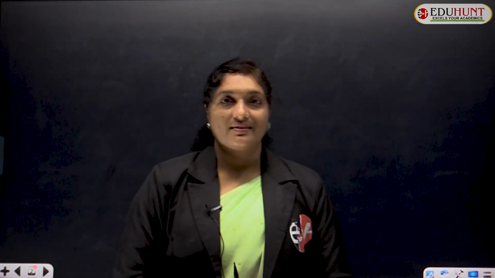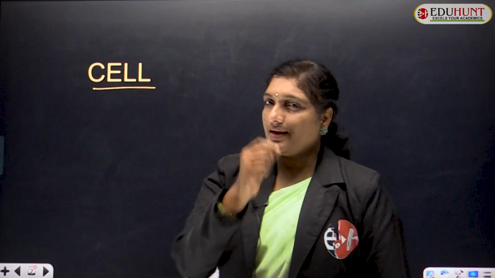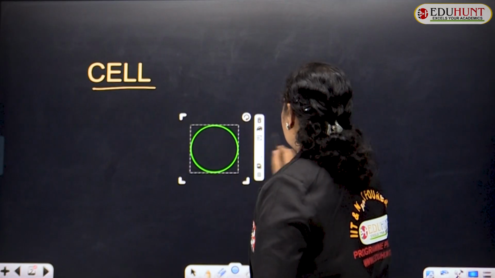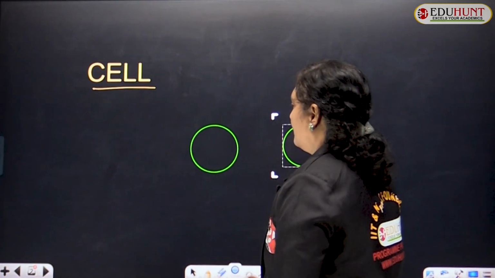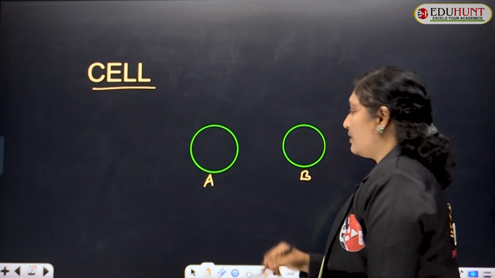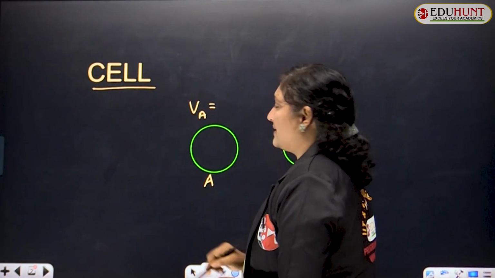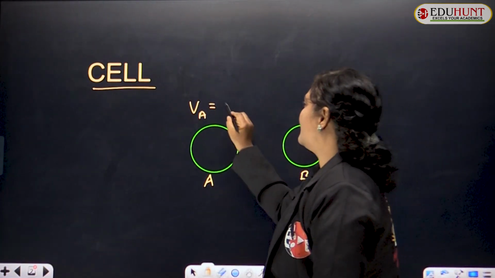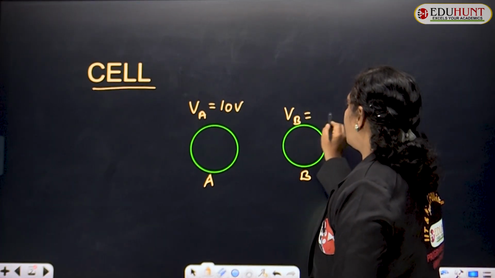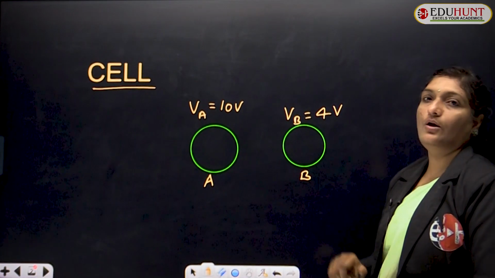First of all, let us start with the cell. To understand the concept of a cell, let us consider a small example. For this, let us consider two spheres. One sphere, let me name this A, the other sphere, let me name it B. Let the potential across A be represented as VA. Let us consider it as 10 volts and the potential across B be 4 volts. So clearly A is at higher potential whereas B is at lower potential.